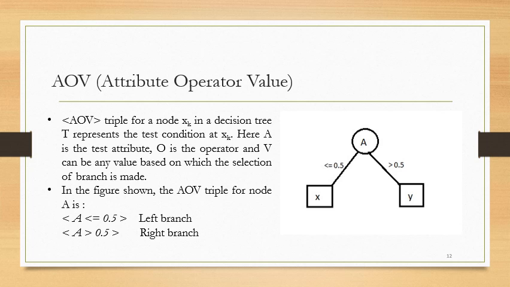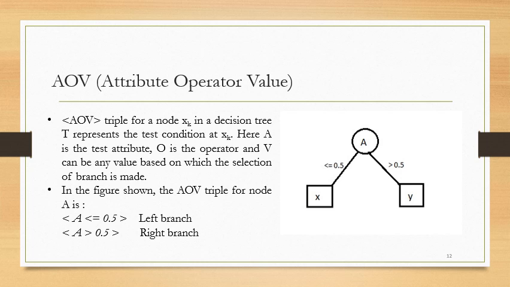So what are AOVs? This is known as attribute operator value. We represent the decision tree in a different format because we wanted to do some kind of computation. A here is the attribute, O is the operator, and V is the value, as I just told you. In this figure, A is the attribute, X is a class label, Y is a class label, right? If A is less than or equal to 0.5, it is going to be X, and if it is greater than 0.5, it lies under the class label Y.